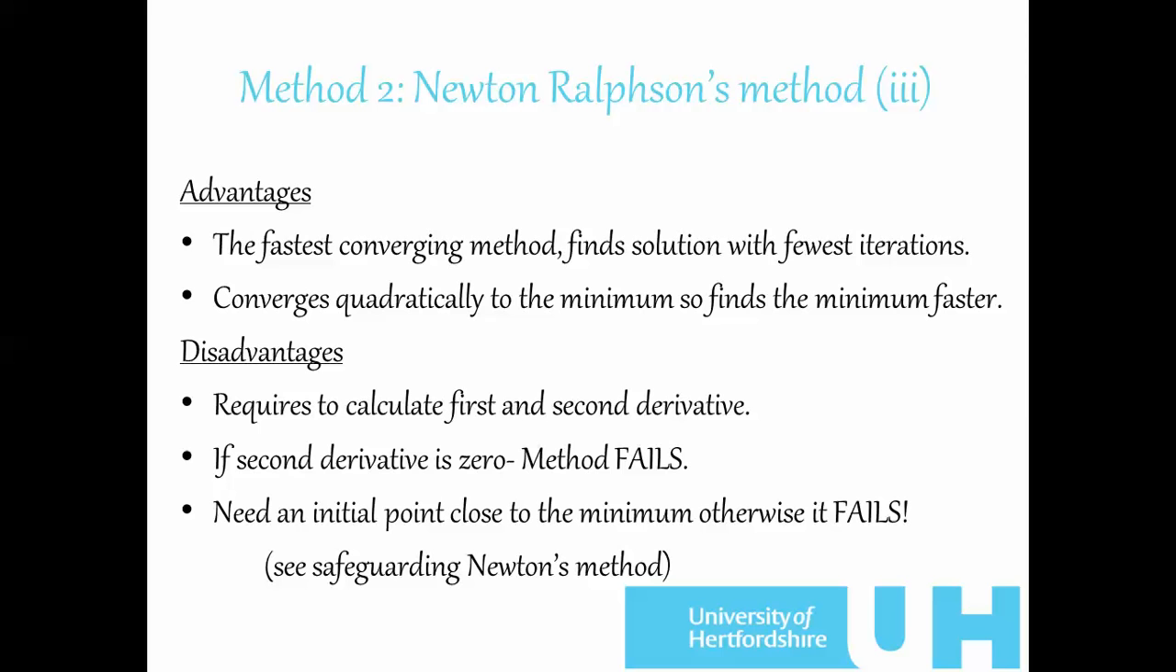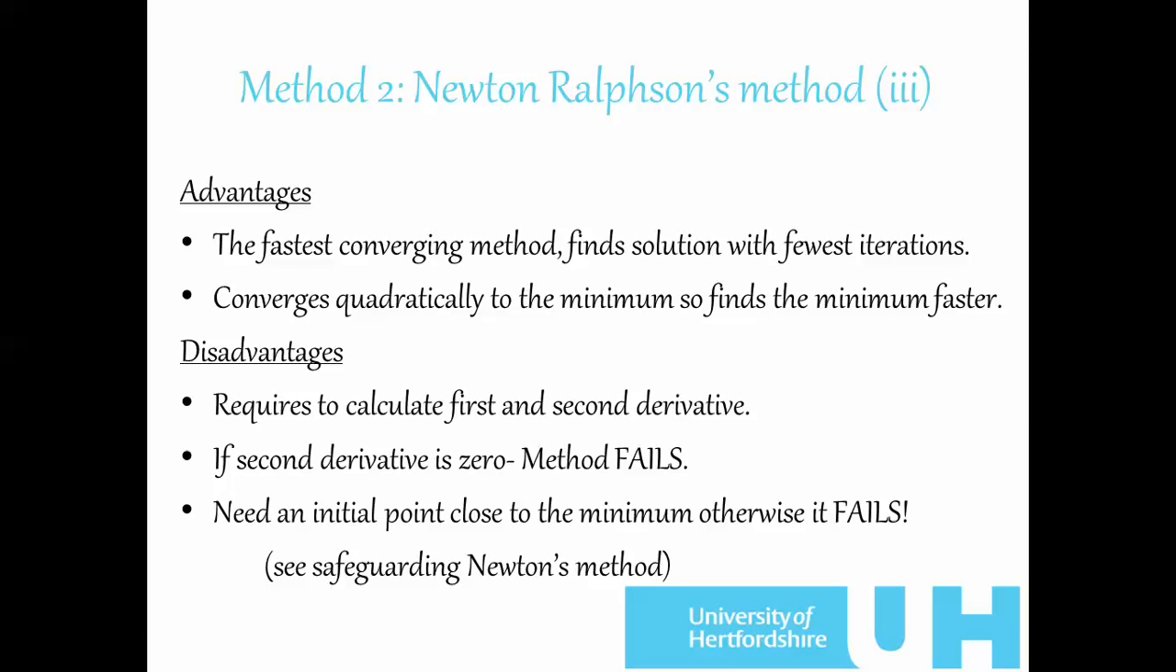So the advantage of the Newton-Raphson method is that it is the fastest converging method that we have to find the solution with the fewest iterations. It works on the assumption that the minimum lies at a quadratic, so it finds the minimum a lot quicker using that assumption.